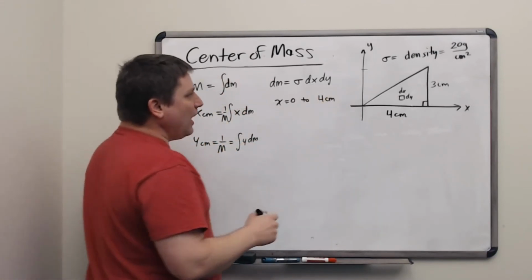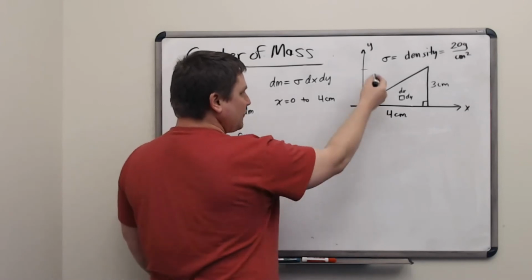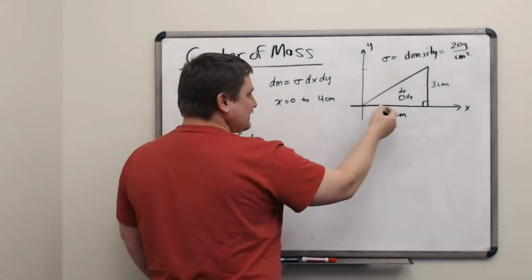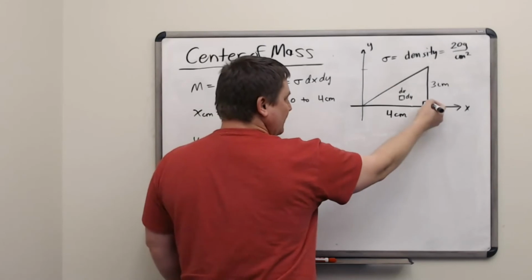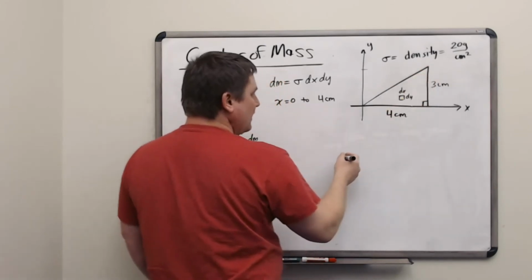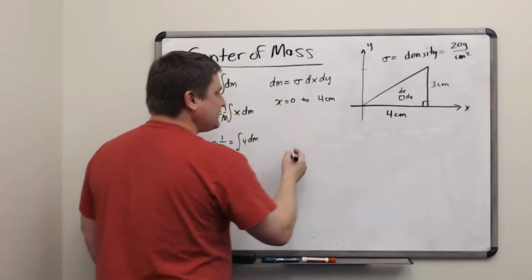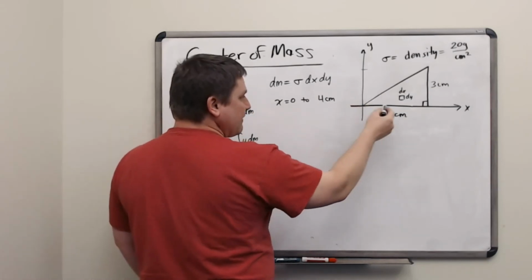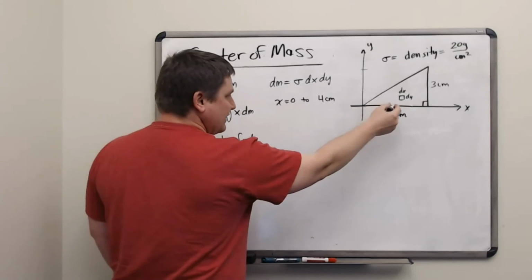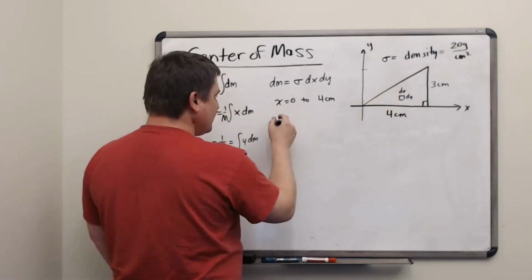But what about y? Y doesn't go from 0 to 3 for all x coordinates, right? It only goes from 0 to 3 when x is equal to 4. When x is equal to 0, the y doesn't even change. So we need to think about the boundaries on y. So y is always above 0.